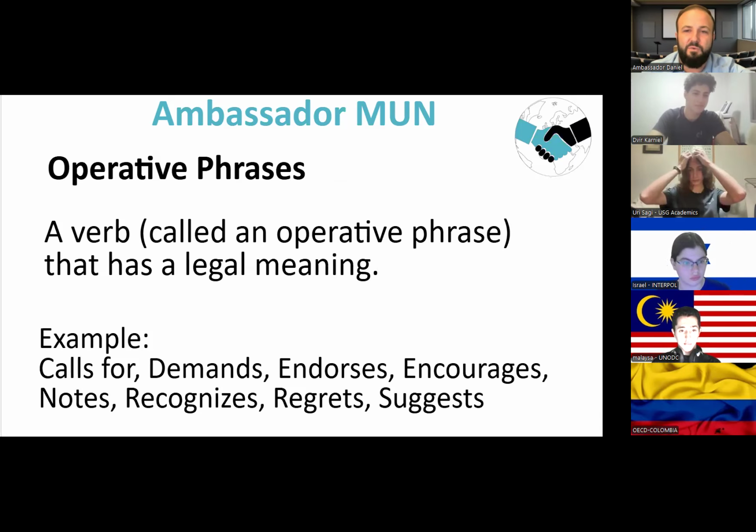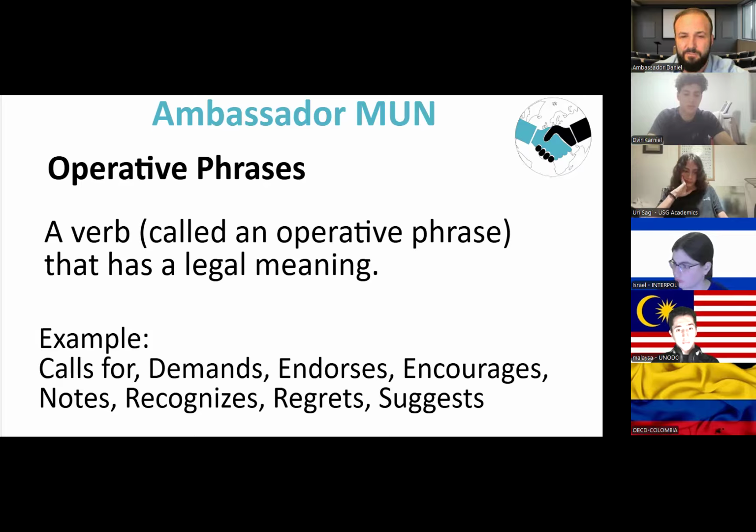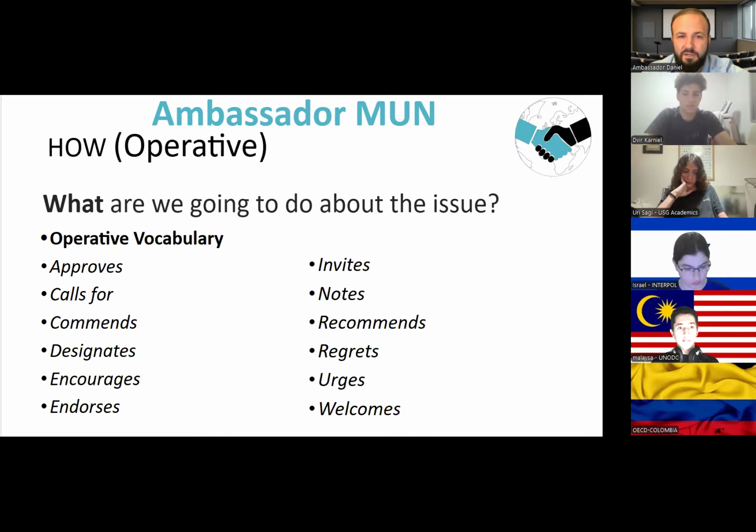An operative phrase is a verb that has legal meaning. For example, calls for, demands, endorses, encourages, notes, recognizes, and so on. You need to start the sentence with these words to make sure you're saying something clear. There's a longer list of them. Here are a few additional examples. And online, you go to operative phrases or preambulatory phrase guides to find them. I also probably should add a QR code to this slide so you can just jump to an article with more of them. The idea is any of those words are good to use, and there's a much more expansive list.